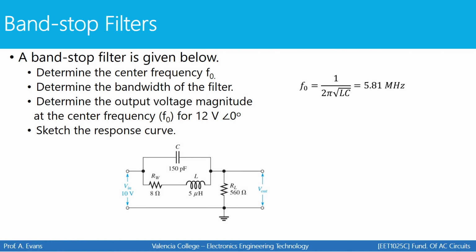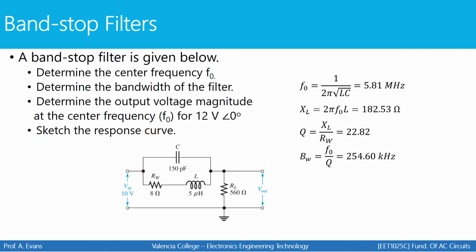Start with your center frequency. Use that to find XL. Use XL to find the quality factor. Use the quality factor to find the bandwidth. So those first 3 steps are what you need in order to find the bandwidth.